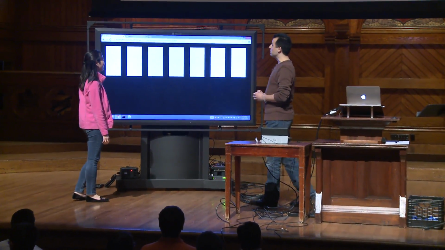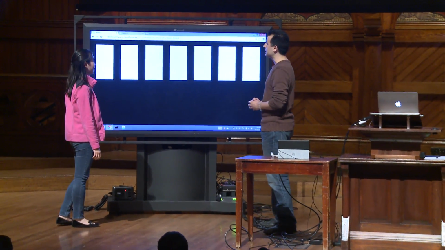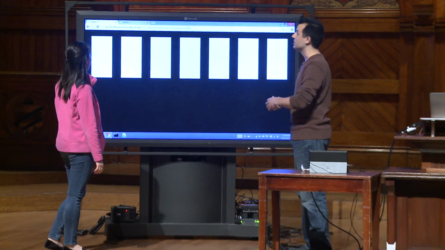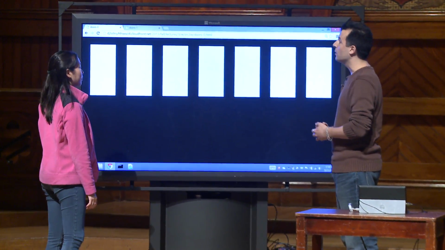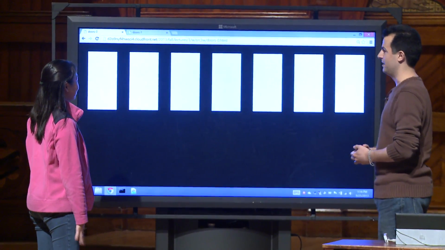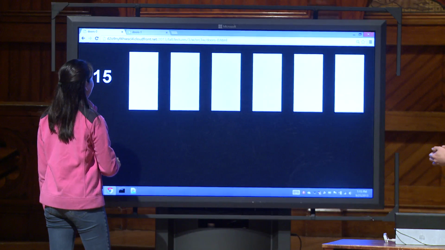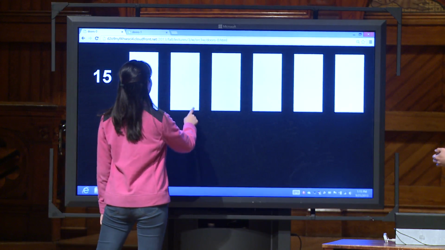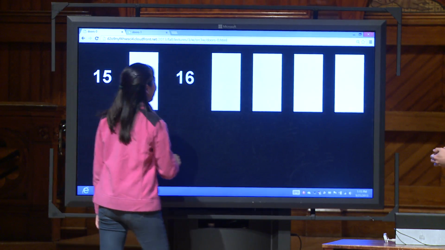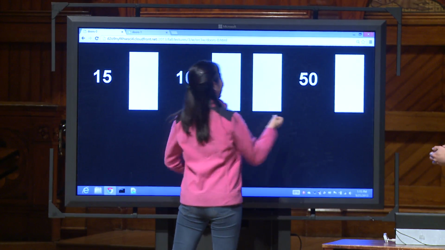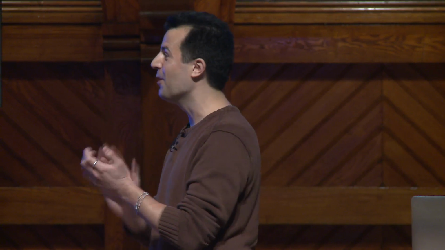To find a number, you can peek behind any of these doors by simply tapping on one of the doors, and it will reveal its number. Let's see how quickly you can find us the number 50. 15. 16. 50. Nicely done. All right. Round of applause for Jennifer.